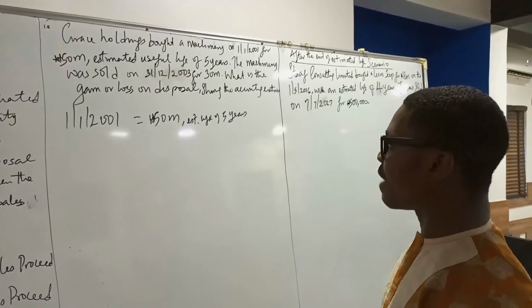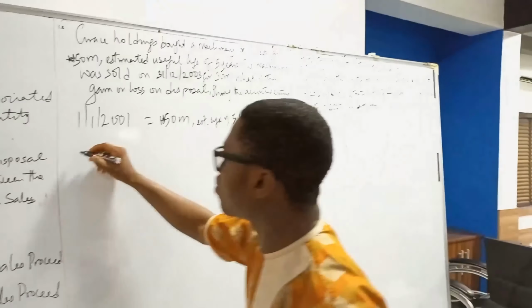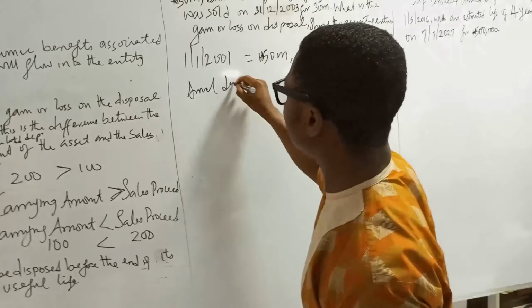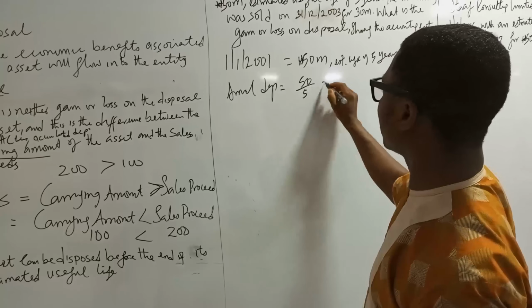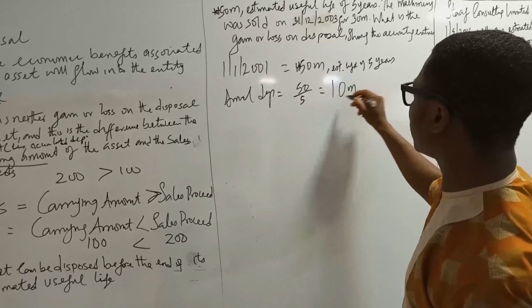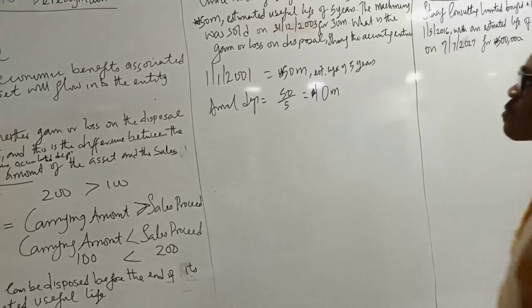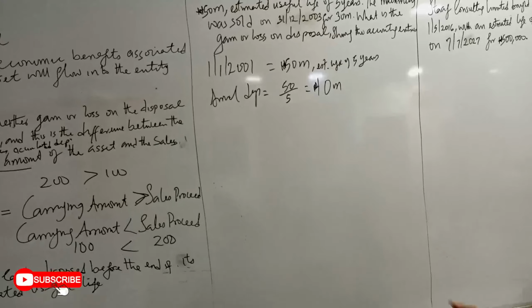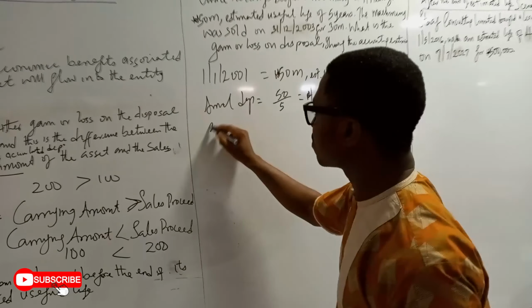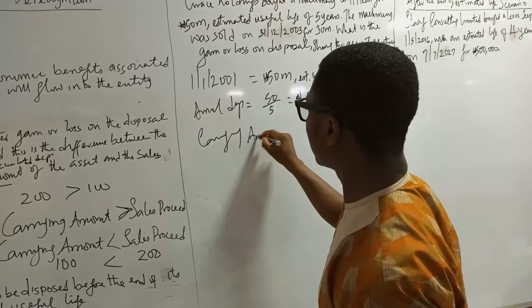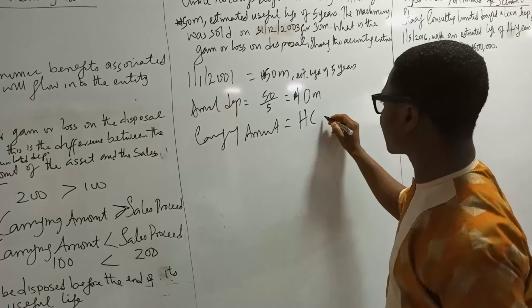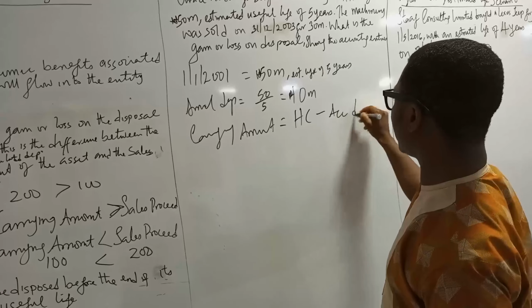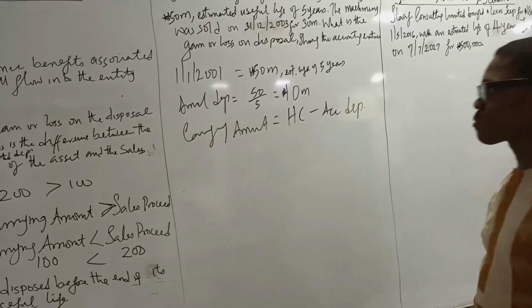Estimated life of 5 years. This would mean that the annual depreciation will be 50 million divided by 5. That means the annual depreciation will be 10 million naira. Recall that I mentioned earlier that carrying amount is historical cost of the asset minus the accumulated depreciation.